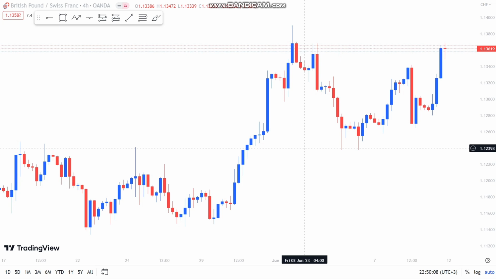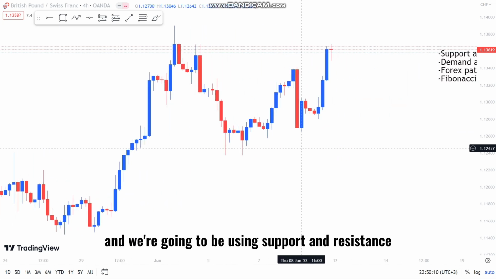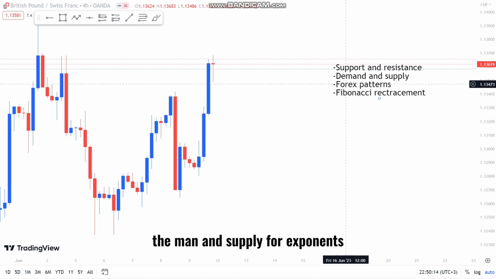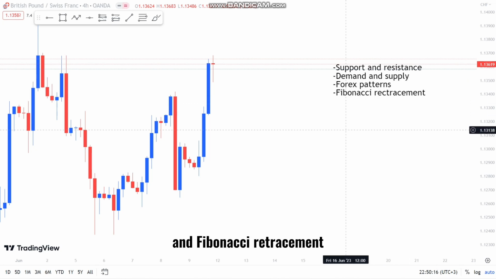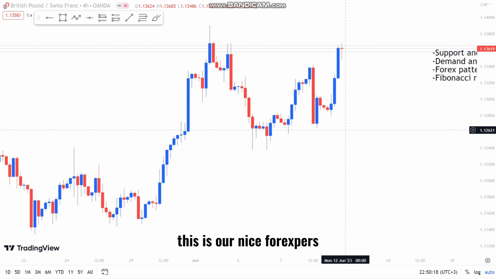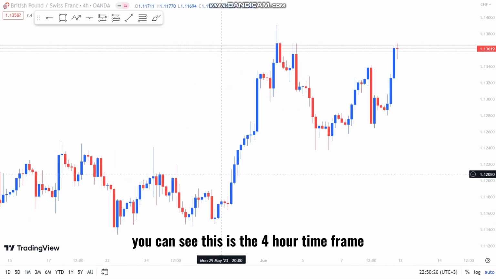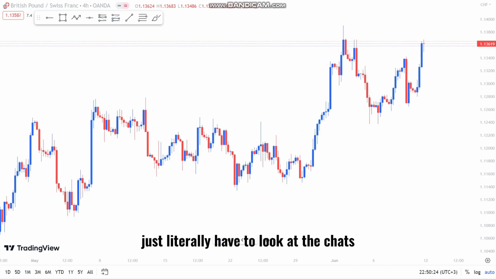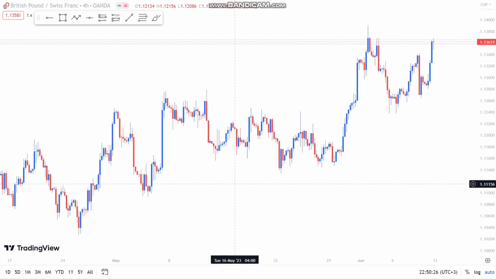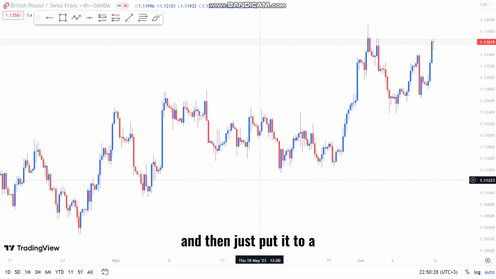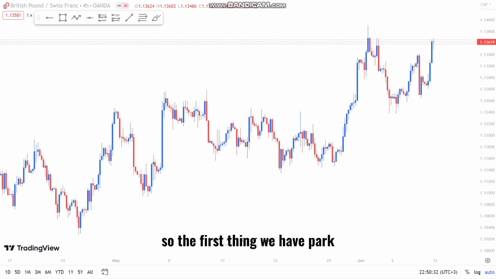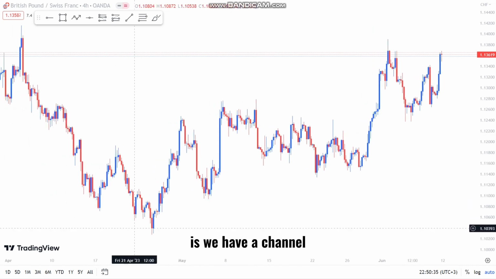This is called GBP CHF, or pound Swiss franc, and we're going to be using support and resistance, demand and supply, forex patterns, and Fibonacci retracement. So as you can see, traders, this is our nice forex pair, and this is the 4-hour time frame. For you to use price action, guys, you just literally have to look at the charts like this, and then predict where price is going to go next when the market opens. So the first thing we have, guys, is a trend line.